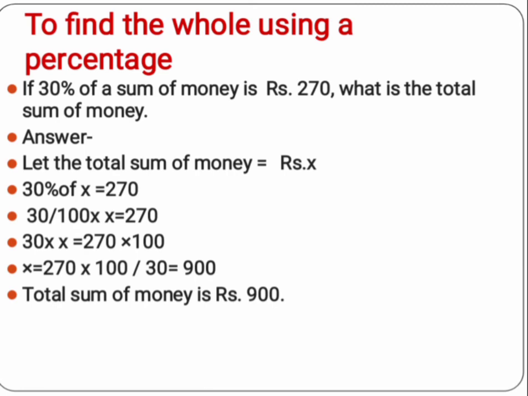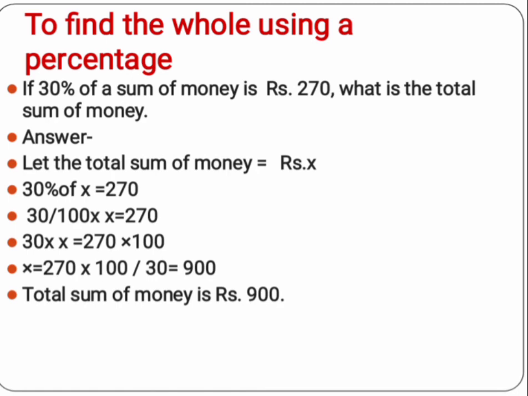Let us understand how to find the whole using a given percentage. Many times we come across problems like this. If 30% of a sum of money is rupees 270, what is the total sum of money? To solve this problem, we have to find out the total money. Let the total sum of money be equal to rupees x. So now 30% of x is equal to 270.